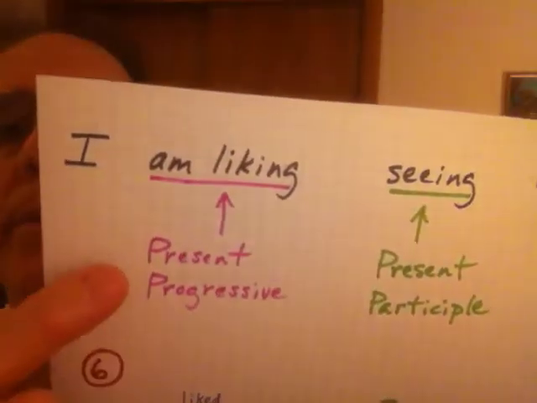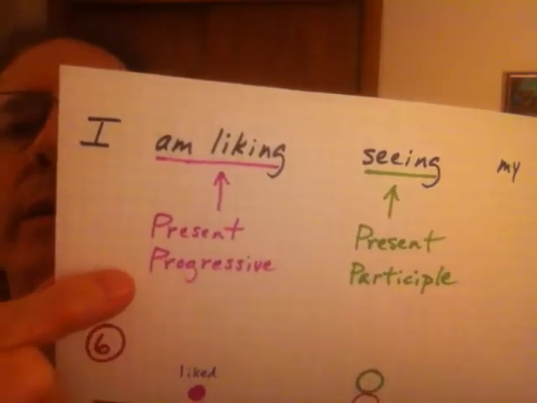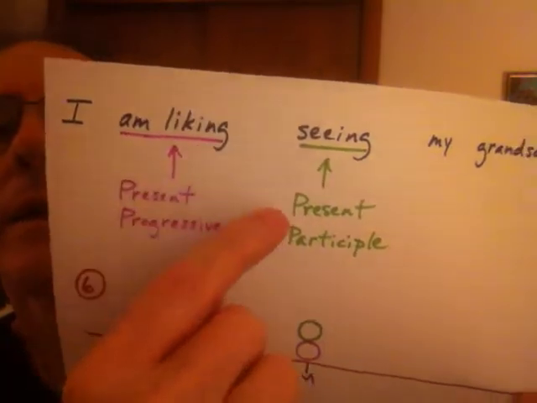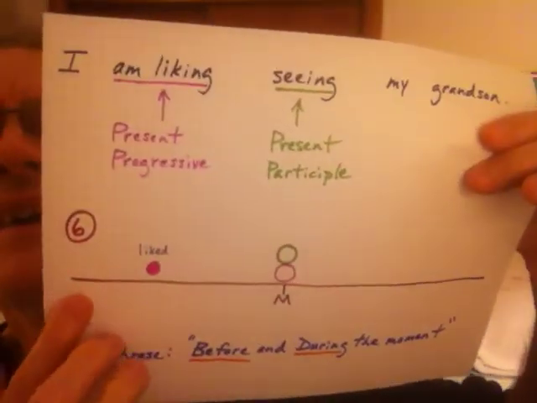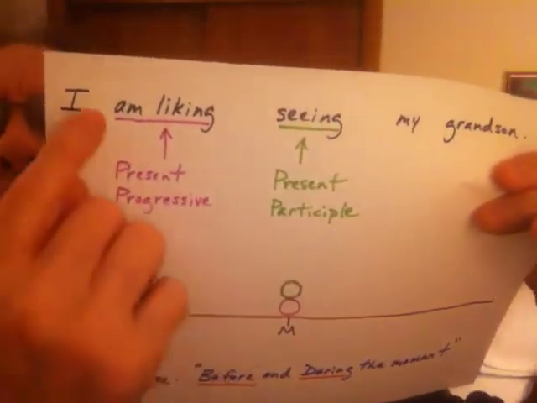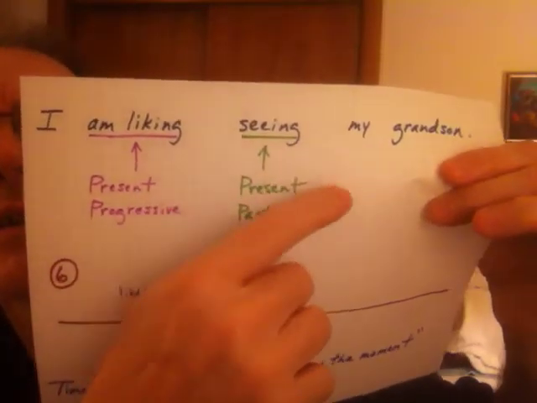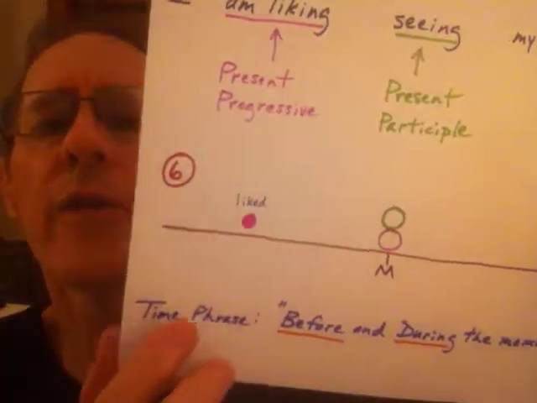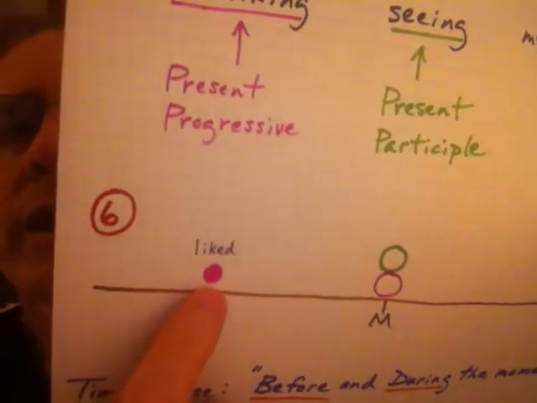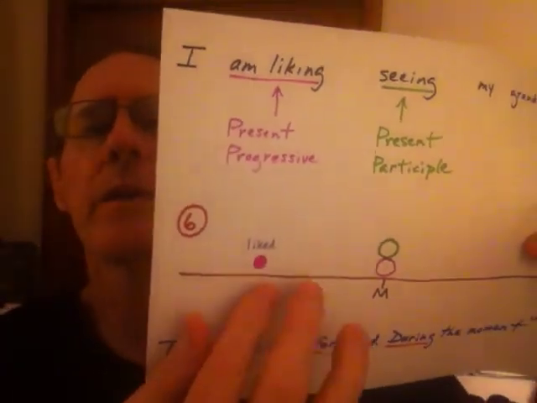So now here we have the present progressive tense, all right? Am liking. And here we have seeing, our present participle. It's not an infinitive, but we're showing you how when you don't use your infinitive, it'll change your timeline, okay? Now here's your timeline. All right? I am liking seeing my grandson. Now here we have the progressive tense, which suggests kind of an ongoing thing. So we can safely assume that at some point you liked seeing your grandson, all right?